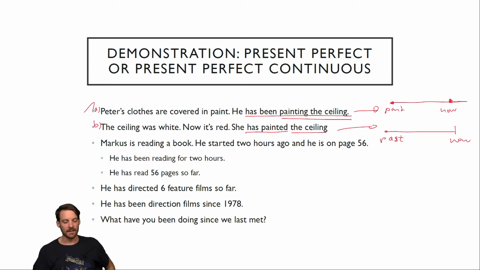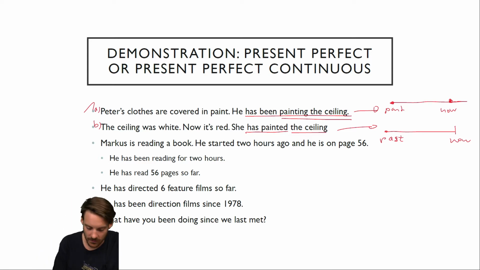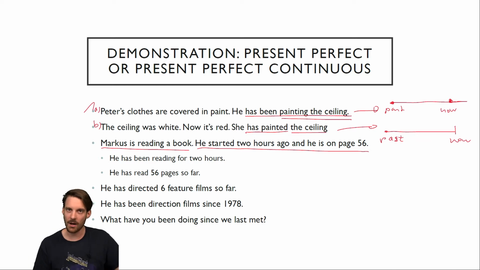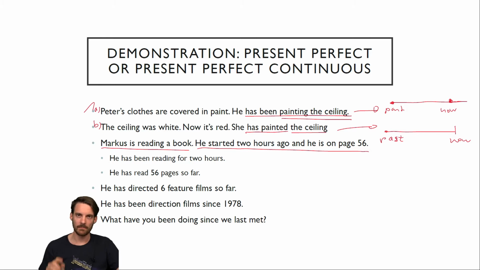And another sentence. The first two here are so-called indicators that help you to understand why both can be used here or how we can use them differently. That affects meaning, of course. So, Marcus is reading a book currently, and he started 2 hours ago, and he is on page 56.